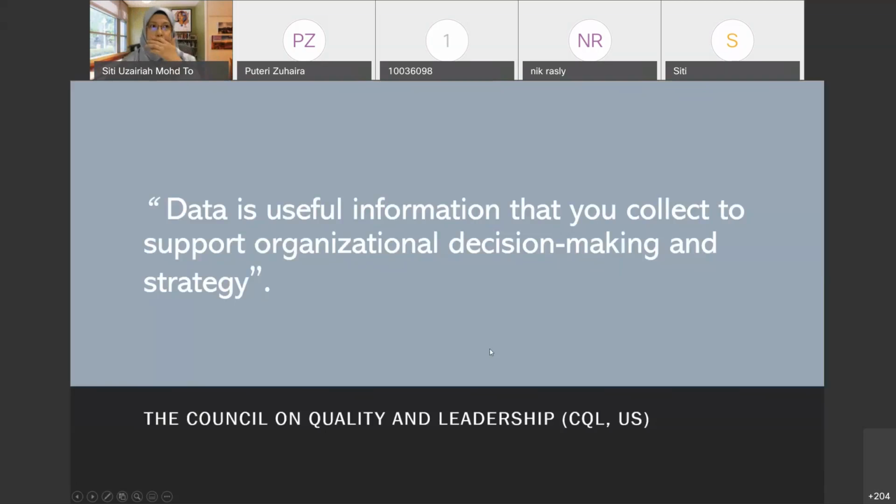Okay, so before I go further to the methods and the techniques, because I try to relate with the practitioners or industrial players about the methods and techniques of how you're going to collect and analyze your data, we come to the first step, which is to understand what is data. So data is actually useful information that you collect to support organizational decision making and to prepare or plan a strategy. So data basically is a raw material. This is the definition I take from the CQL USA agency.